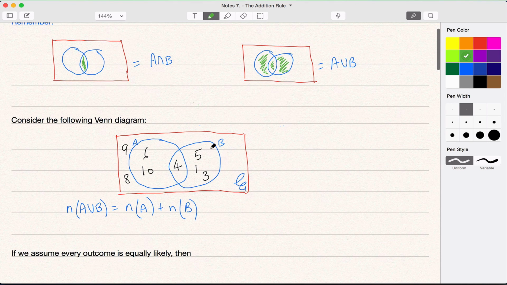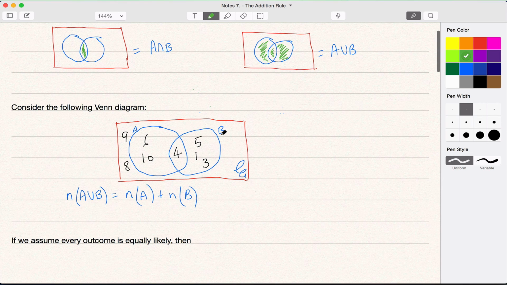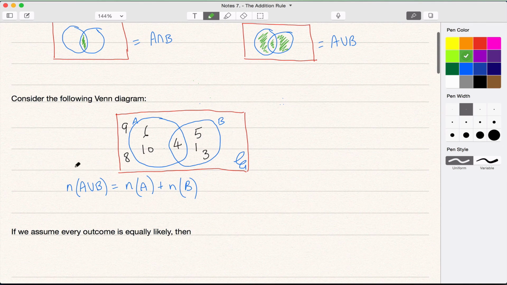I'd like to look at a new Venn diagram I've put together here. We have two sets, A and B, and some numbers in each one. These are the different possible outcomes. They're not the probabilities, and they're not how many there are in each set. So if we look at the number of elements in A union B, that's this whole thing: everything in A, everything in B, and everything in the middle. We have 1, 2, 3, 4, 5, 6. So the number in A union B is 6.